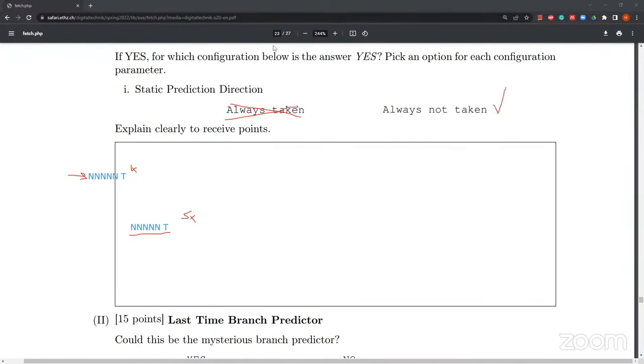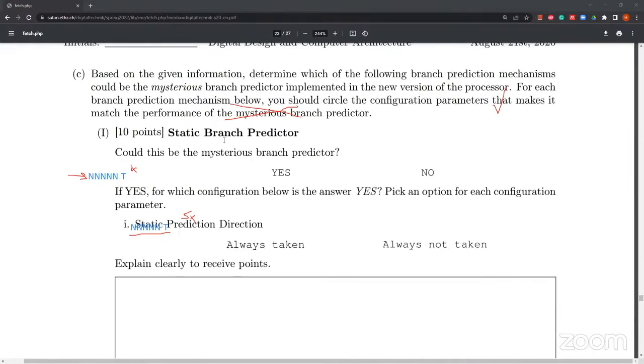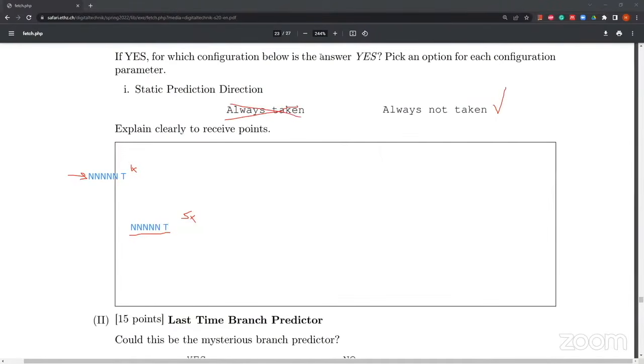And then here we can say that, yeah, the mysterious branch predictor could be the static branch predictor with the always not taken option. So here the answer is yes. And the option that satisfies the given requirements is always not taken. Okay, oops. Okay, anyway, I'm not gonna draw anymore because it's sort of hard to remove.